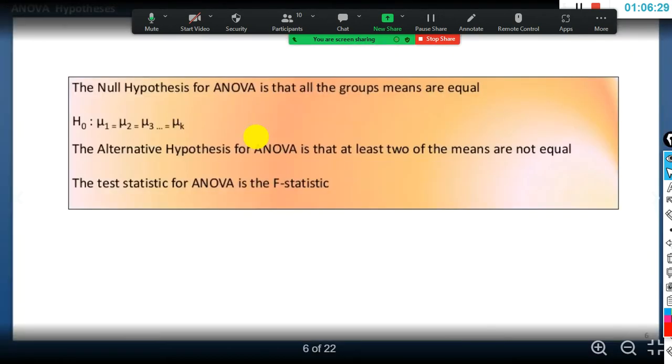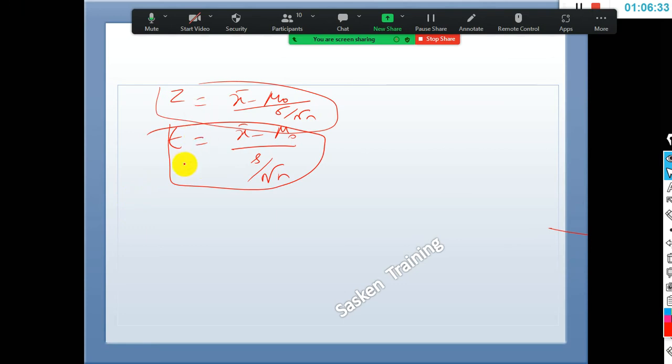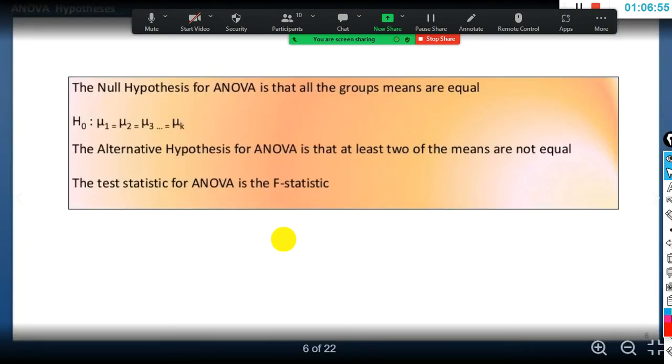And regular. But here, in the case of ANOVA, instead of using the Z and T test statistic formulas, we use something called the F statistic. Some people call the ANOVA test the F test. So we are going to use a different formula in the case of ANOVA. The test statistic is different in ANOVA.